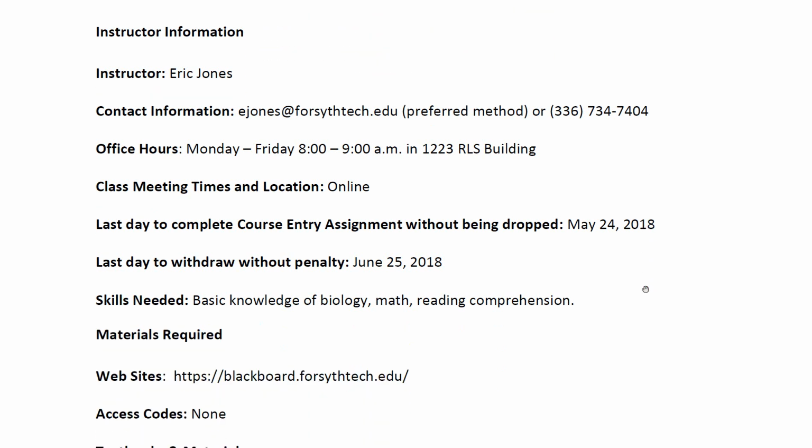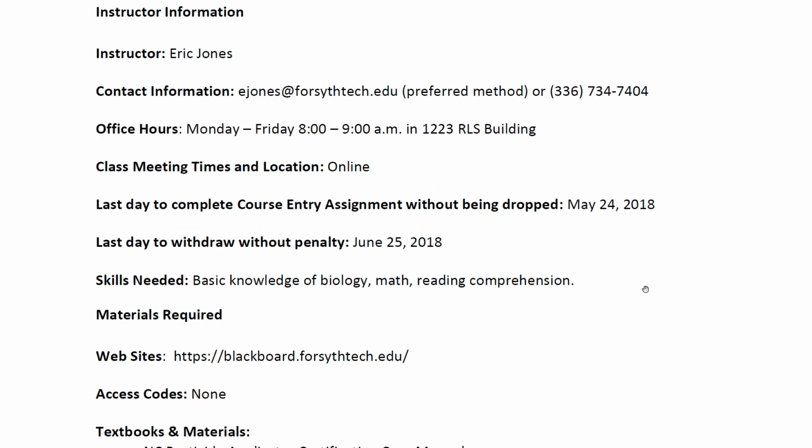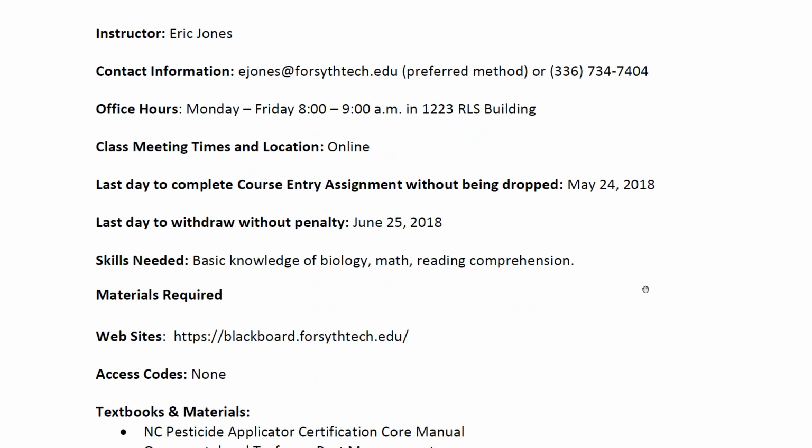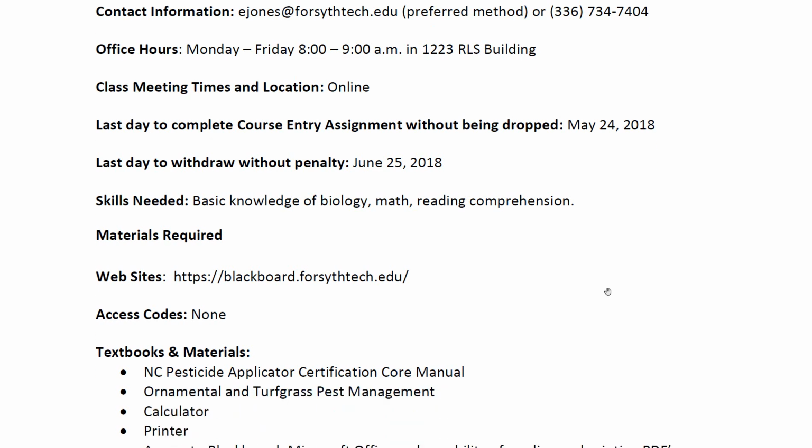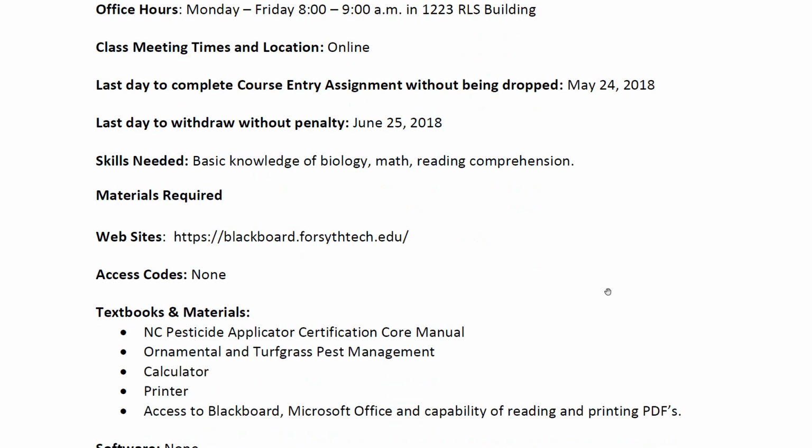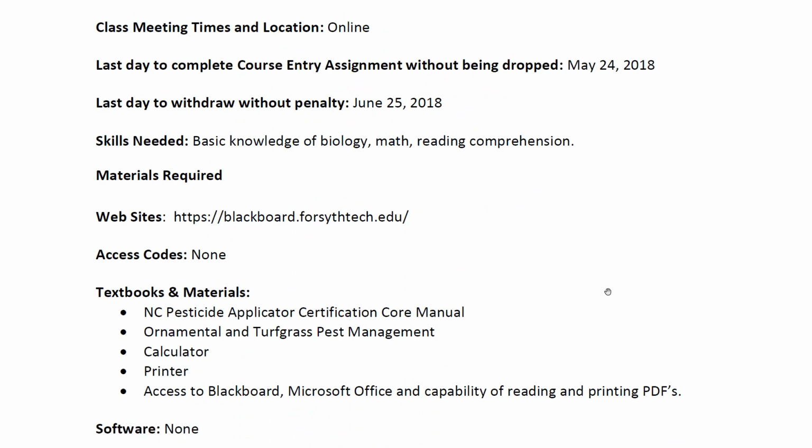Skills needed for the course is basic knowledge of biology, math, and reading comprehension. Materials required. You need to have access to the website blackboard.forsythtech.edu. There are no access codes. Your textbooks and other materials is the North Carolina Pesticide Applicator Certification Core Manual and the Ornamental and Turfgrass Pest Management Manual. Both of these textbooks are located in the Forsyth Tech bookstore in the Strickland Center.